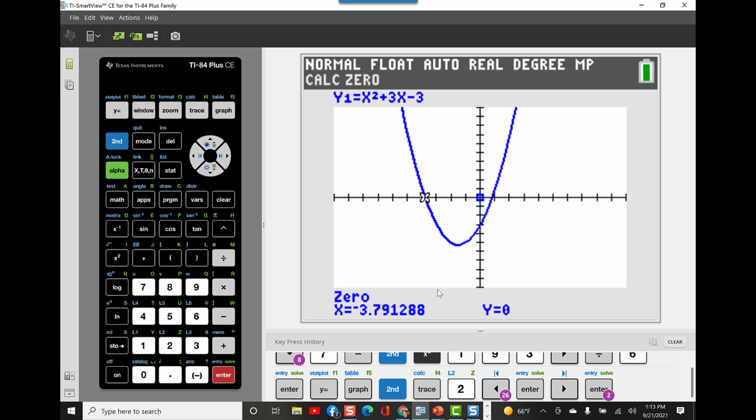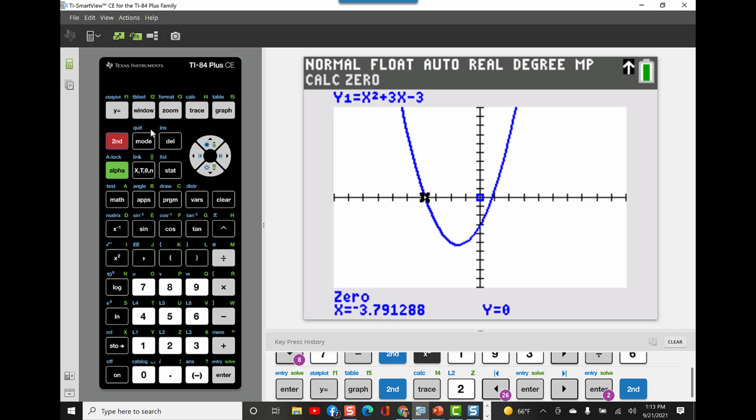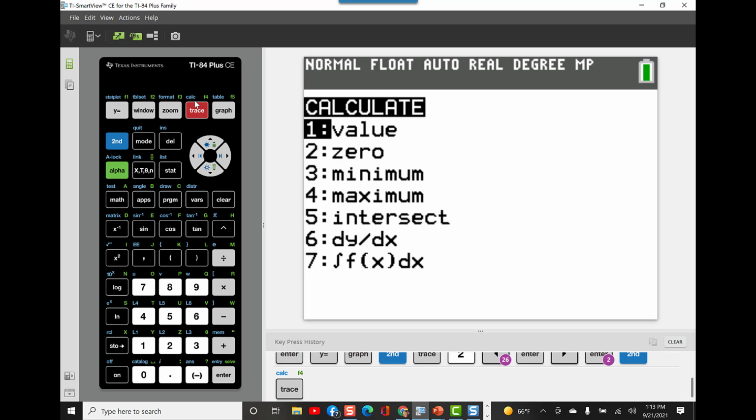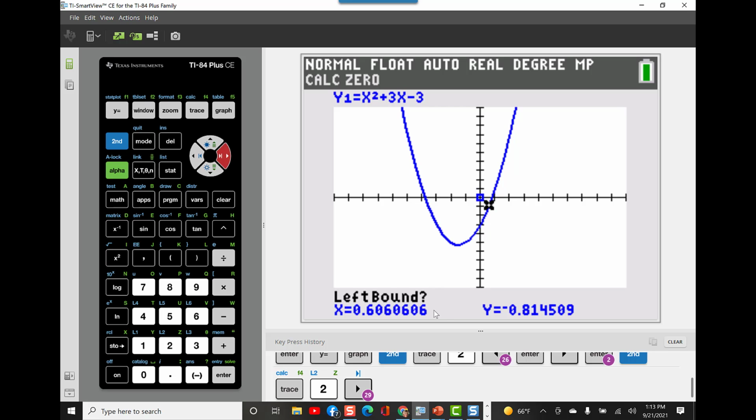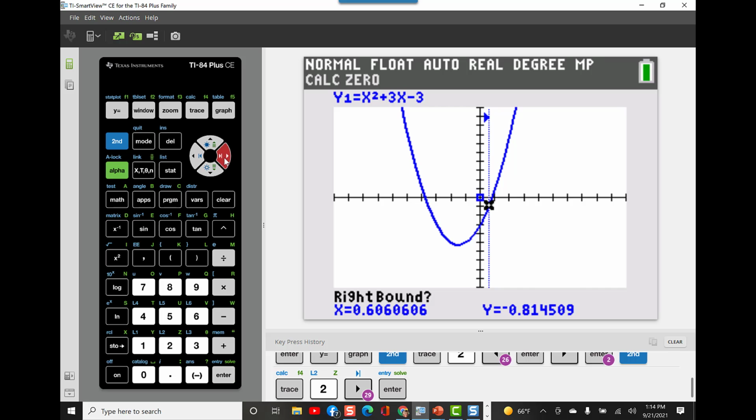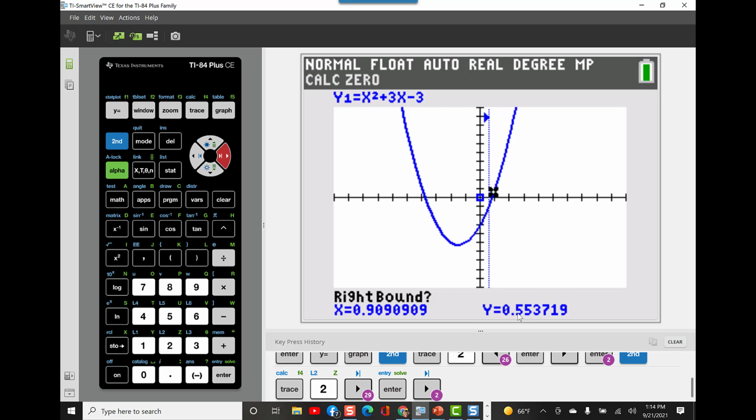Okay, now we need to find the other zero. Okay, so second trace button, which says calc above it. That's what I'm trying to get you to understand. Then hit 2 again. And then we're going to scroll all the way to the other side. Again, it's to the left, which in this case is a little bit below. And see how I'm at a -0.8 here? Well, I'm just going to go ahead and hit enter here because I'm pretty close. Okay, and then I'm going to go above, and it's 0.55, so I'm going to hit enter again.